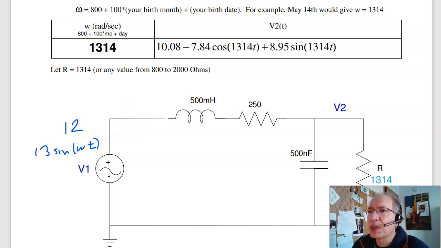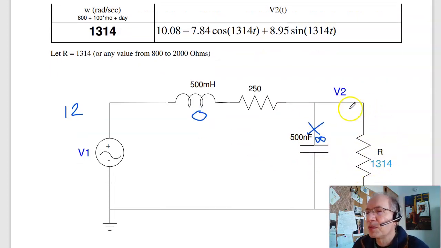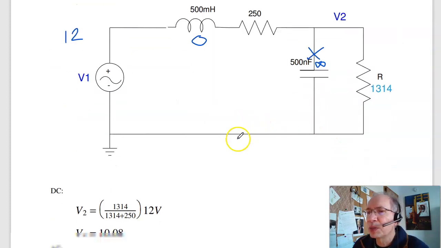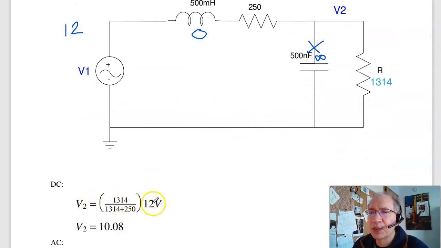If I start with DC, let's do DC in blue. At DC, the frequency is 0. The inductor is 0 ohms at DC. The capacitor is infinity, meaning ignore it, open circuit. I get voltage division. V2 is just 1314 over 1314 plus 250. That's the equation for voltage division times the input, 10.08 volts. That's the DC voltage at V2.